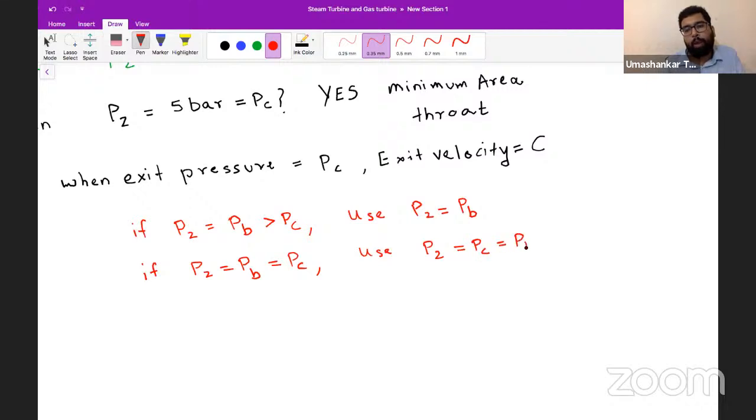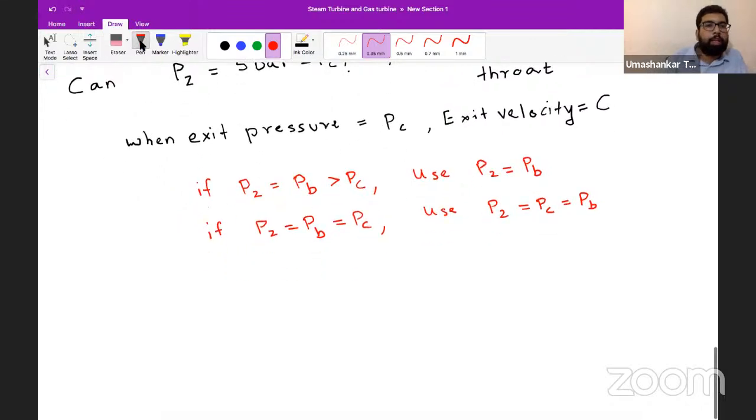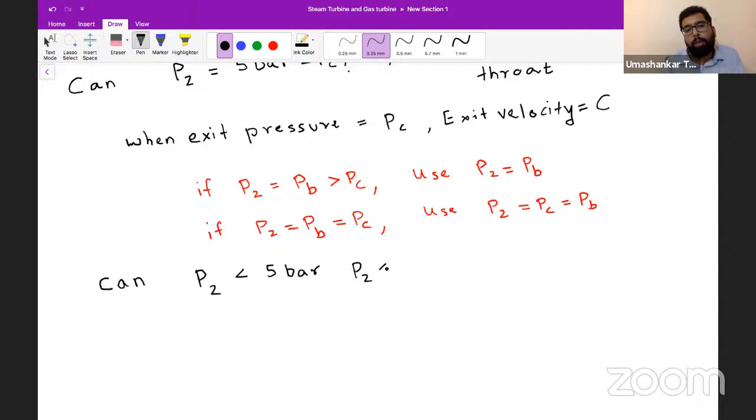Now tell me, again a question. Can P2 go less than 5 bar? We are taking 5 bar as our critical pressure. So can this happen, where P2 has gone below critical pressure? This can't happen. This is a big no. This can't happen in a convergent nozzle.